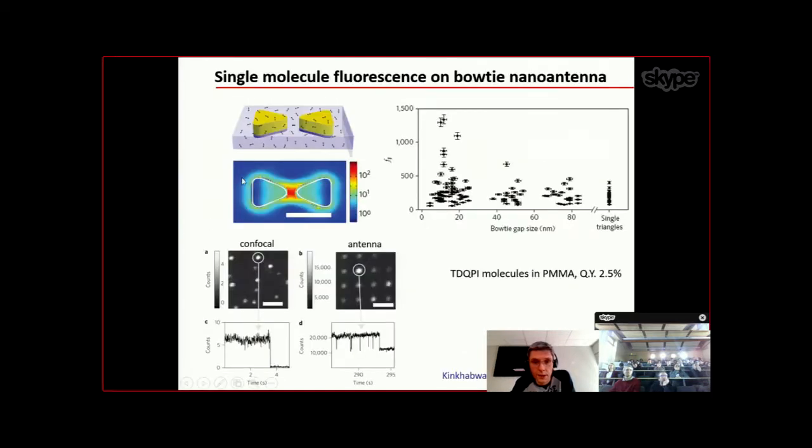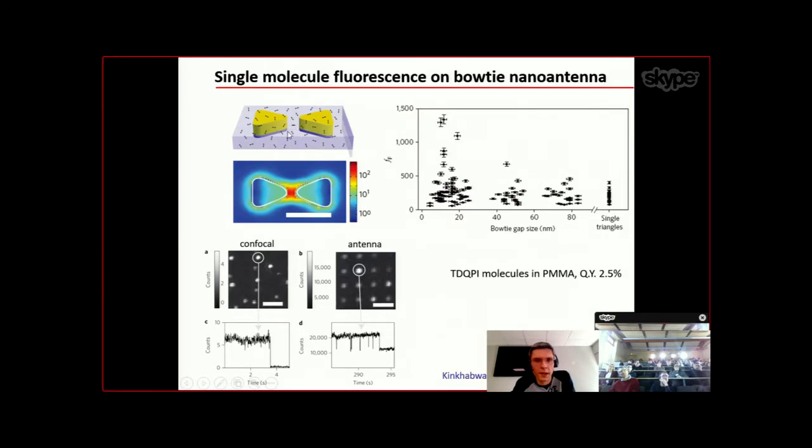And this is the approach that was taken in the group of Bill Moerner back in 2009. I'm not sure you can see all the references because they probably are hidden at the bottom of the slide. But anyway, I gave a PDF of the slides, so you will be able to check them. And it's not very difficult to see also. If any question, just send me an email. So these are individual TDPI molecules, okay, diluted in the antenna.